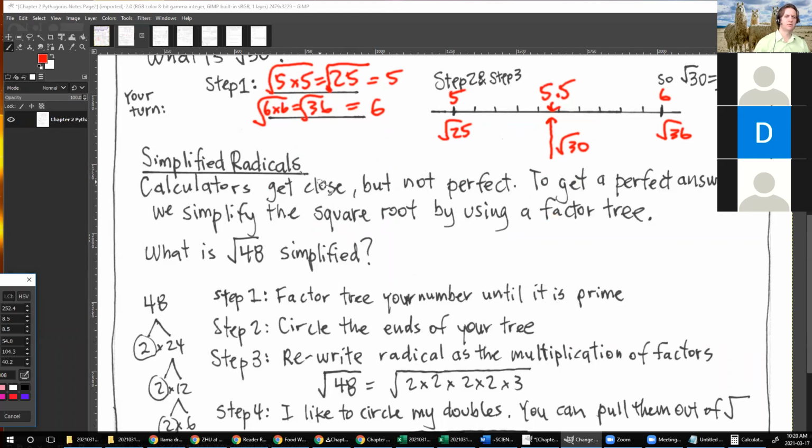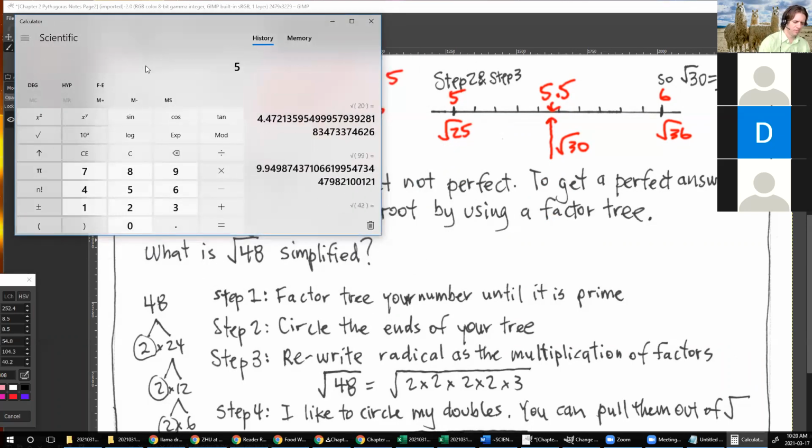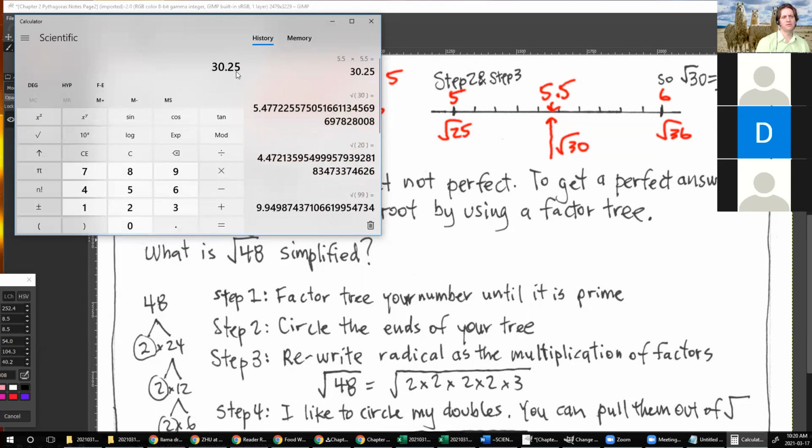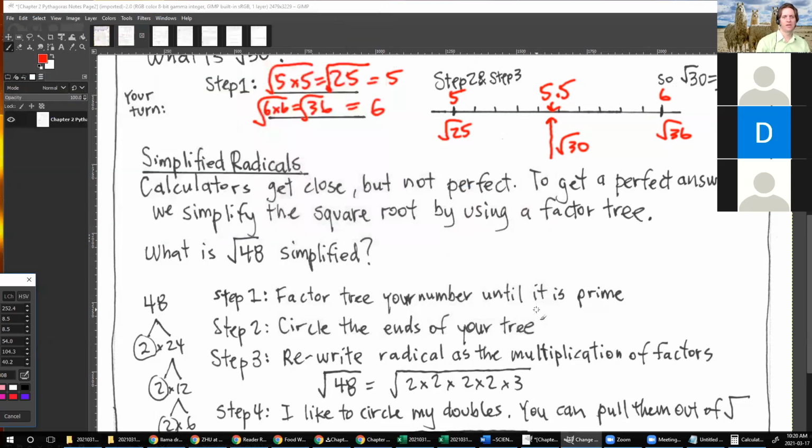So calculators get really close, but not perfect. Because if I multiply 5.5 times 5.5 gives me 30.25. It's not exactly 30. It's close, but it's not exact. And sometimes in math, we're going to say, I want you to know exactly what the answer is.